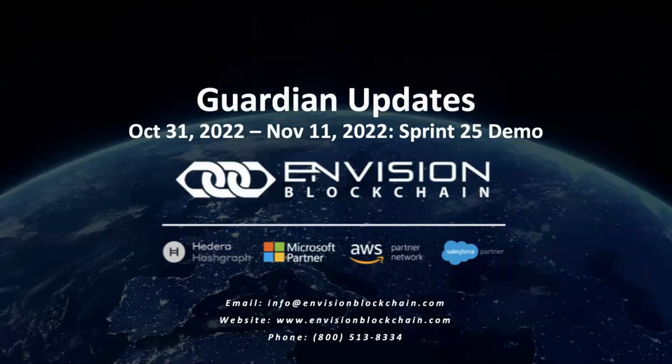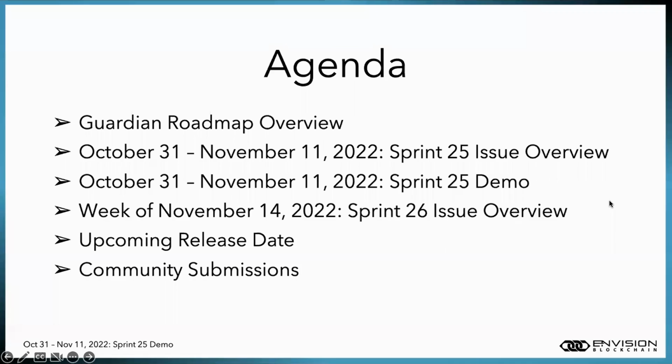Today we'll be giving you Guardian updates of Sprint 25 that lasted from October 31st to November 11th. So just a quick overview over the agenda. We are going to talk about the Guardian roadmap. We are also going to be looking at the issues that we tackled in Sprint 25, which lasted from October 31st to November 11th. Then we are going to flip over and give you the demo of the issues that we solved in Sprint 25.